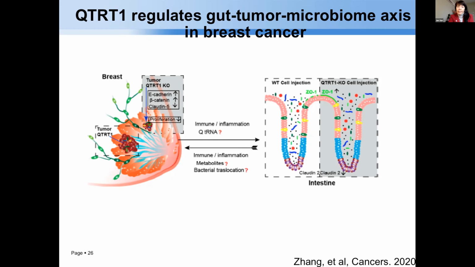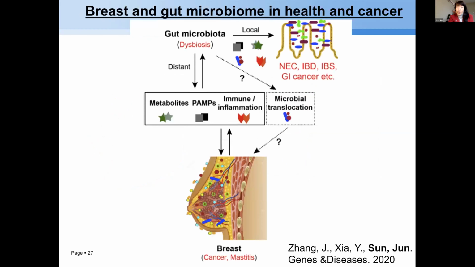What we're trying to show here is a very pioneering, beginning study on the crosstalk between the gut and tumor microbiome in breast cancer development. The reason we try to do that is because we believe this microbiome does not just stay local. It could communicate with the breast, and the breast tumor development process also involves bacteria contributing to this process.